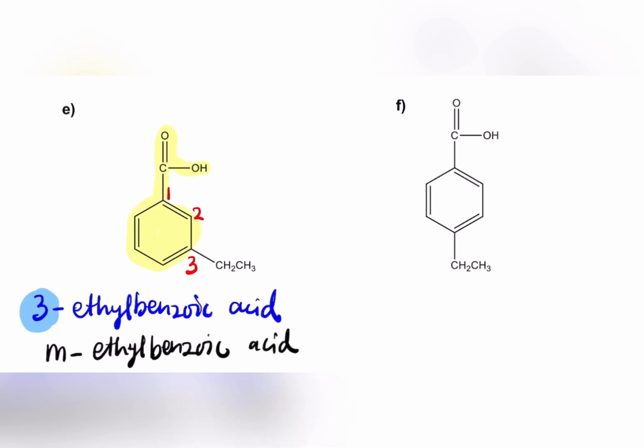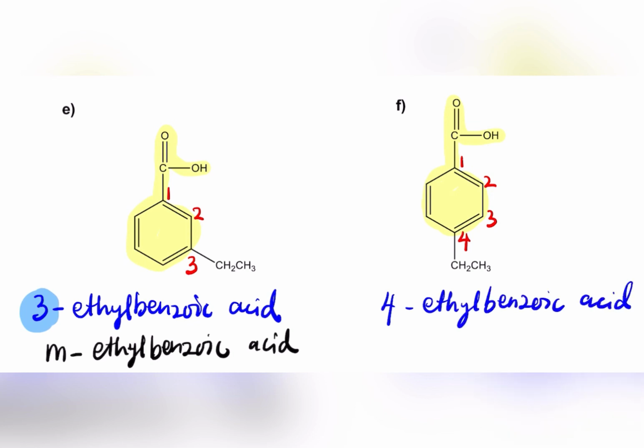And let's go to the last structure, structure F, where I also got the same parent. And my position for the alkyl group, my ethyl, is at position carbon number 4. So this one will be 4-ethyl benzoic acid. And from here, number 4 can be named as para. So I'm going to write it down as small letter P dash ethyl benzoic acid.